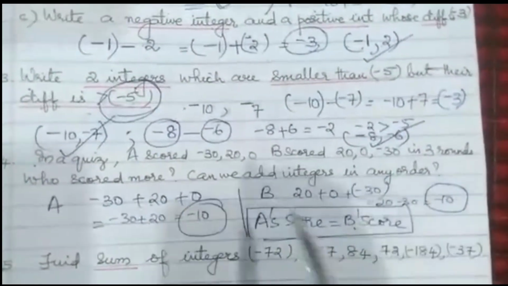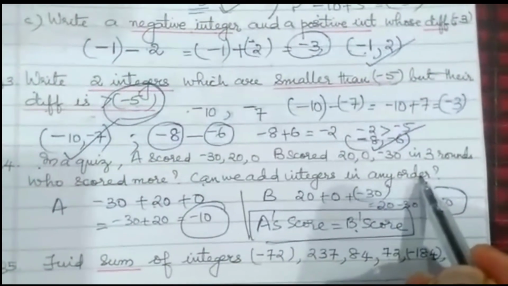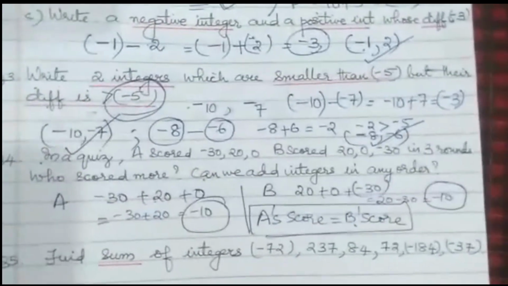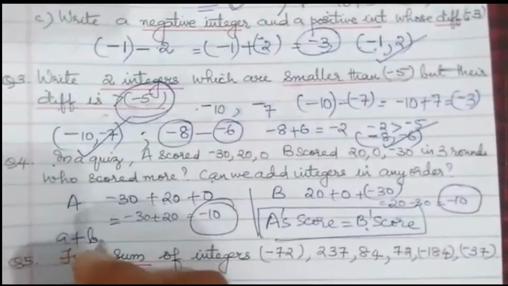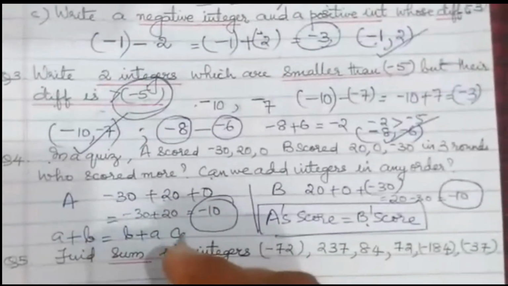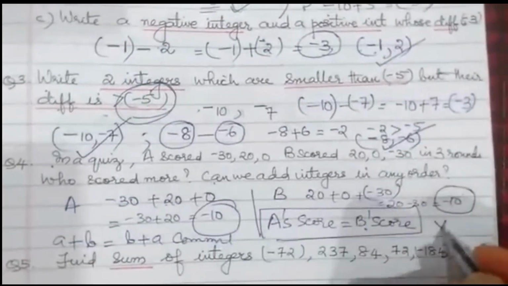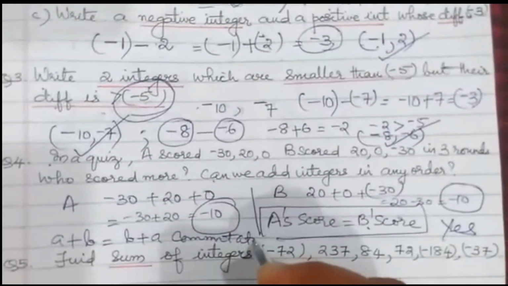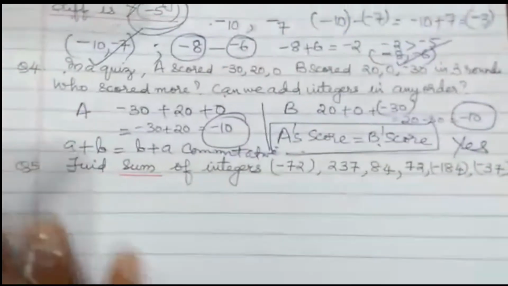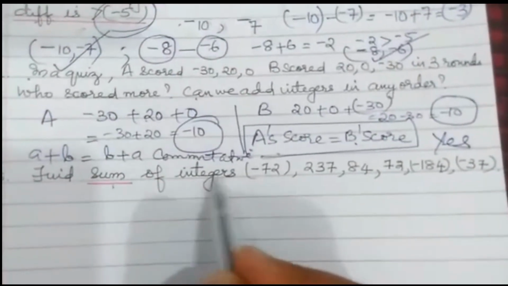So who scored more? No, both are equal. Can we add integers in any order? Yes. You have studied a plus b equal to b plus a. That is the commutative property. Okay, commutative property.